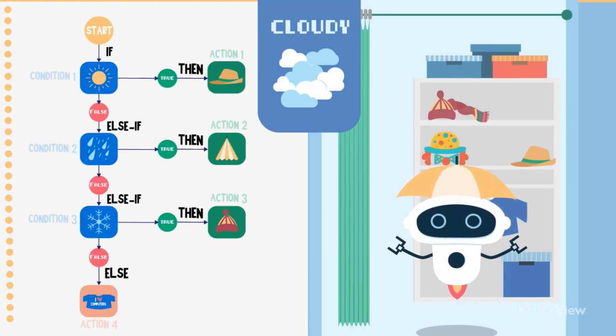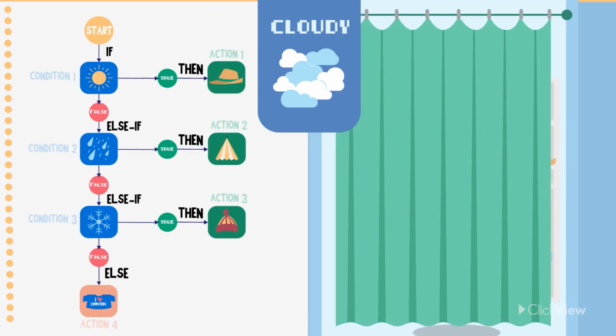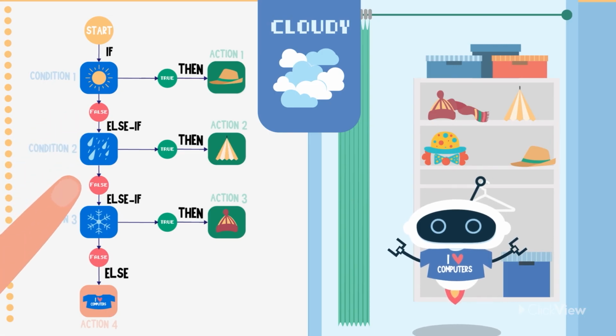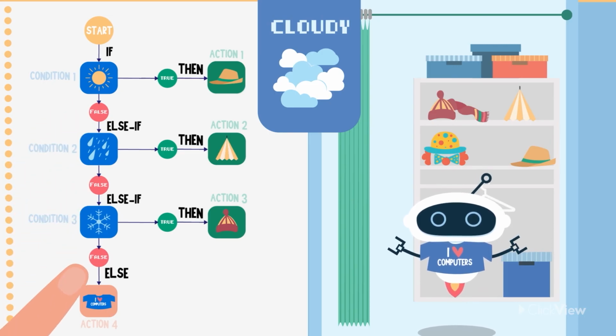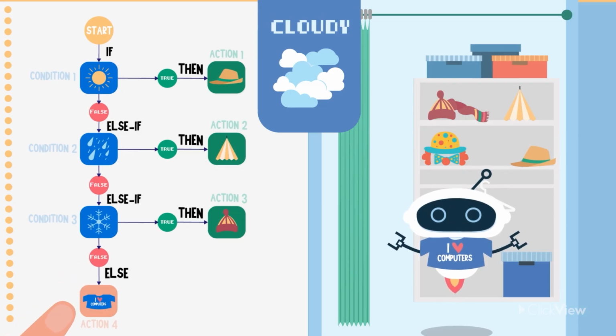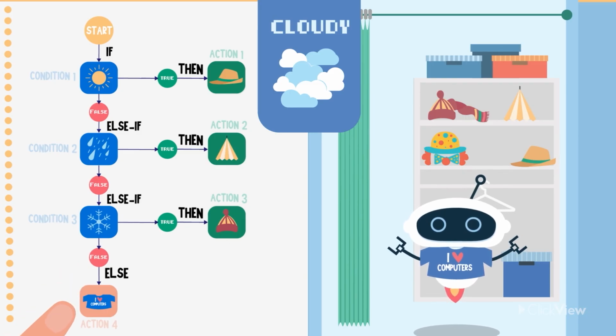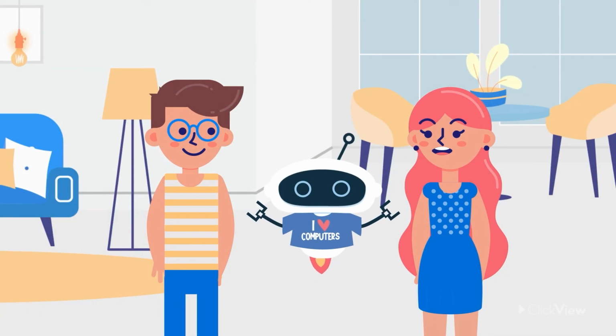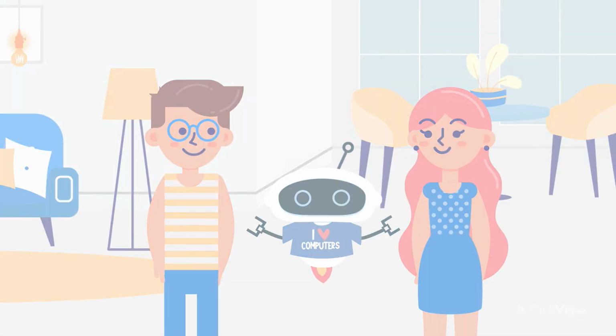On a cloudy day, what should Algo wear? Condition 1 is false, condition 2 is false, and condition 3 is false as well. So action 4 happens, which is to wear his favorite t-shirt. We did it! Now Algo can make decisions using if-else statements.